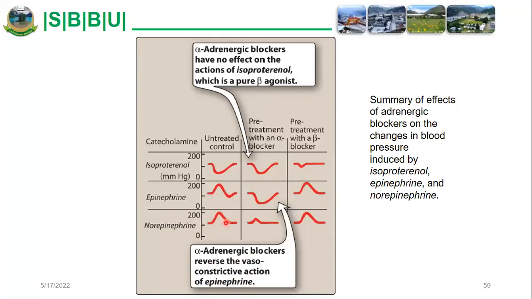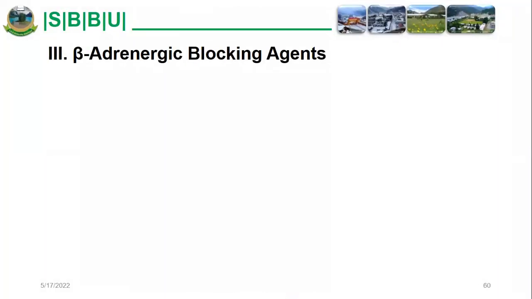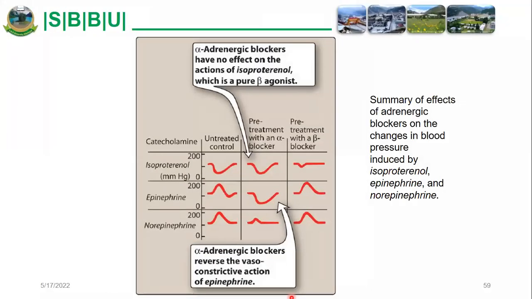Norepinephrine is, as you know, the same as epinephrine here. Treatment with alpha blockers or treatment with beta blockers has no effect on the other. That's why we can say agonist and antagonist.